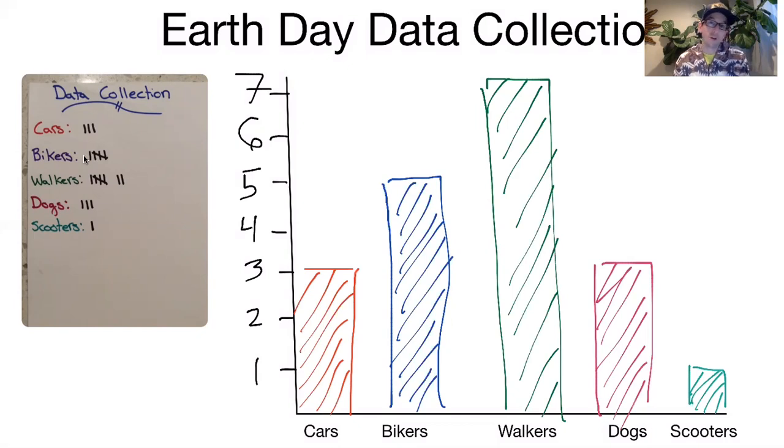We're celebrating Earth Day today. Enjoy the beautiful sunshine. That's the purpose of this. So you've created your categories, then you go out and collect your data. Step three would be to create your bar graph. Okay, good luck today. Have fun.